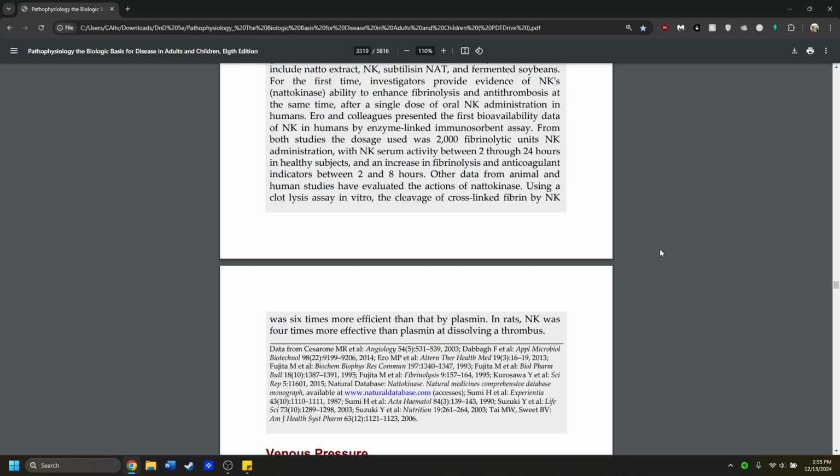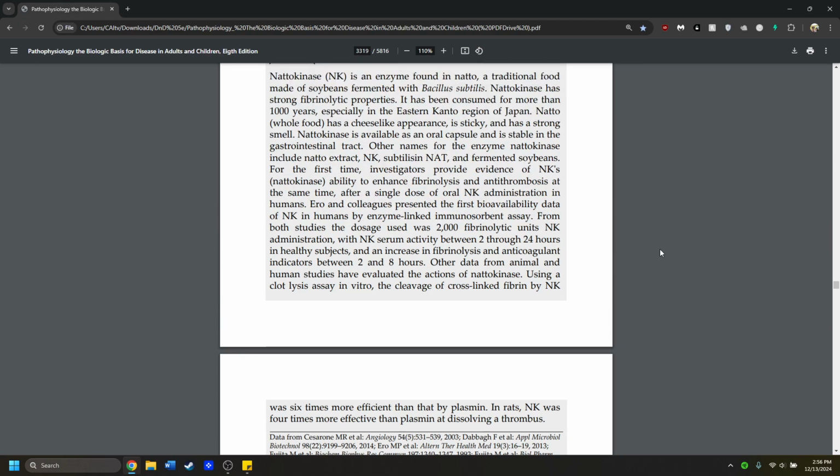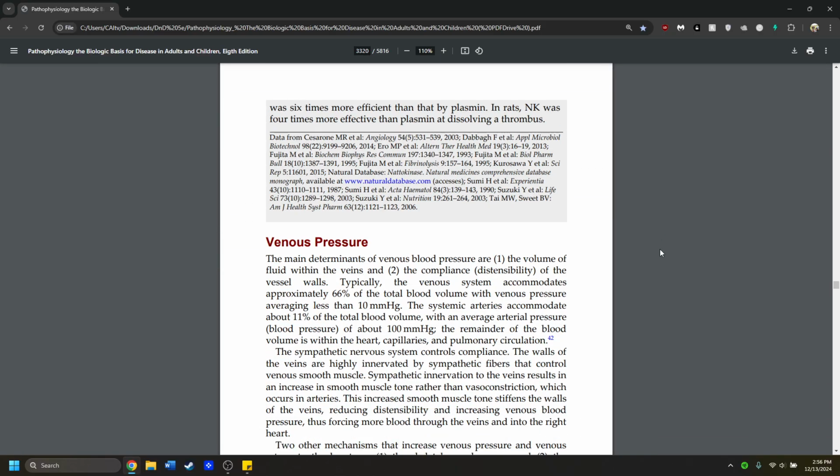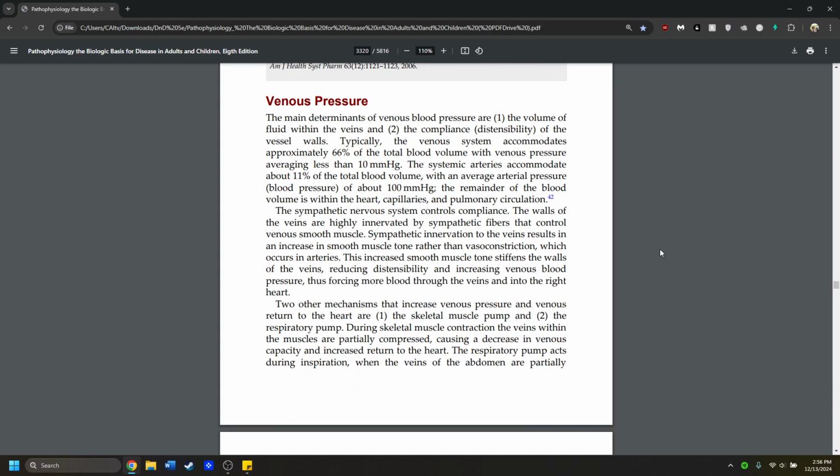Using a clot lysis assay in vitro, the cleavage of cross-linked fibrin was 6 times more efficient than that by plasmin. And in rats, it was 4 times more effective in dissolving a thrombus. So, eat your soybeans, apparently. Known to take away thrombi. Hey, who knew?